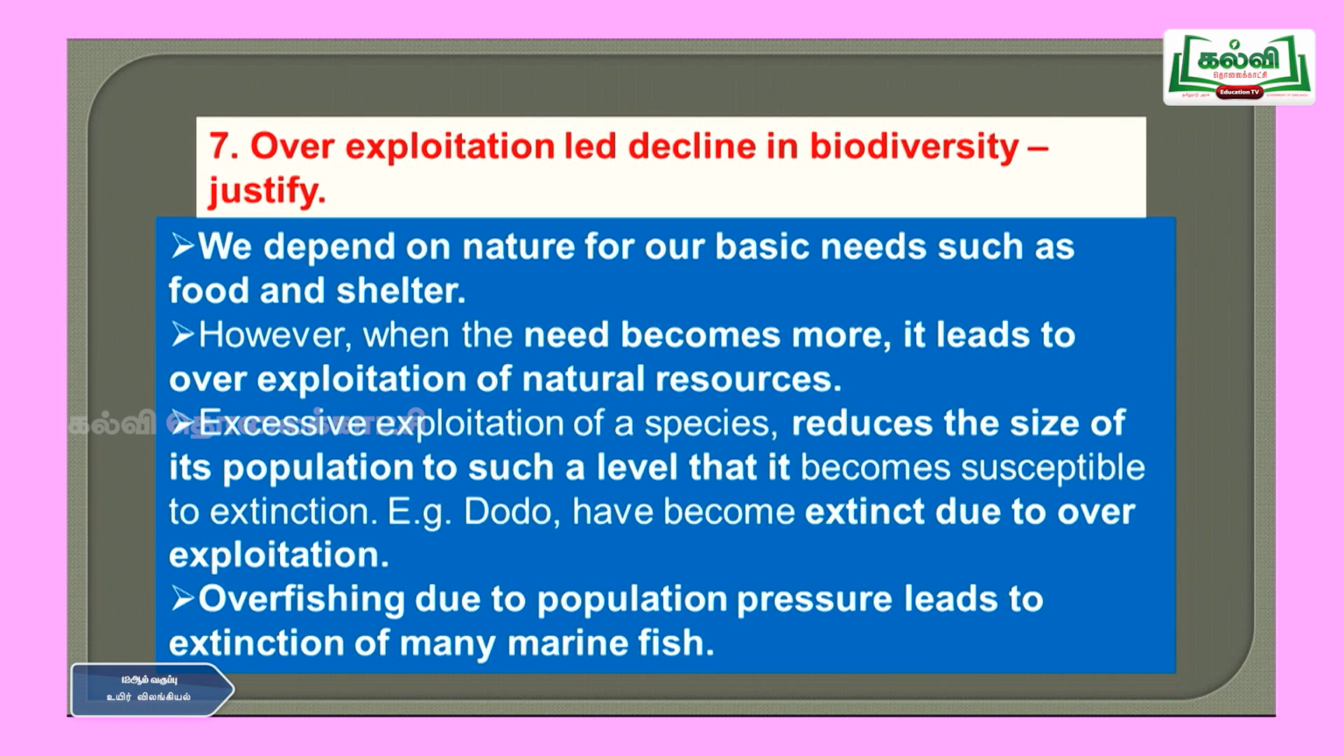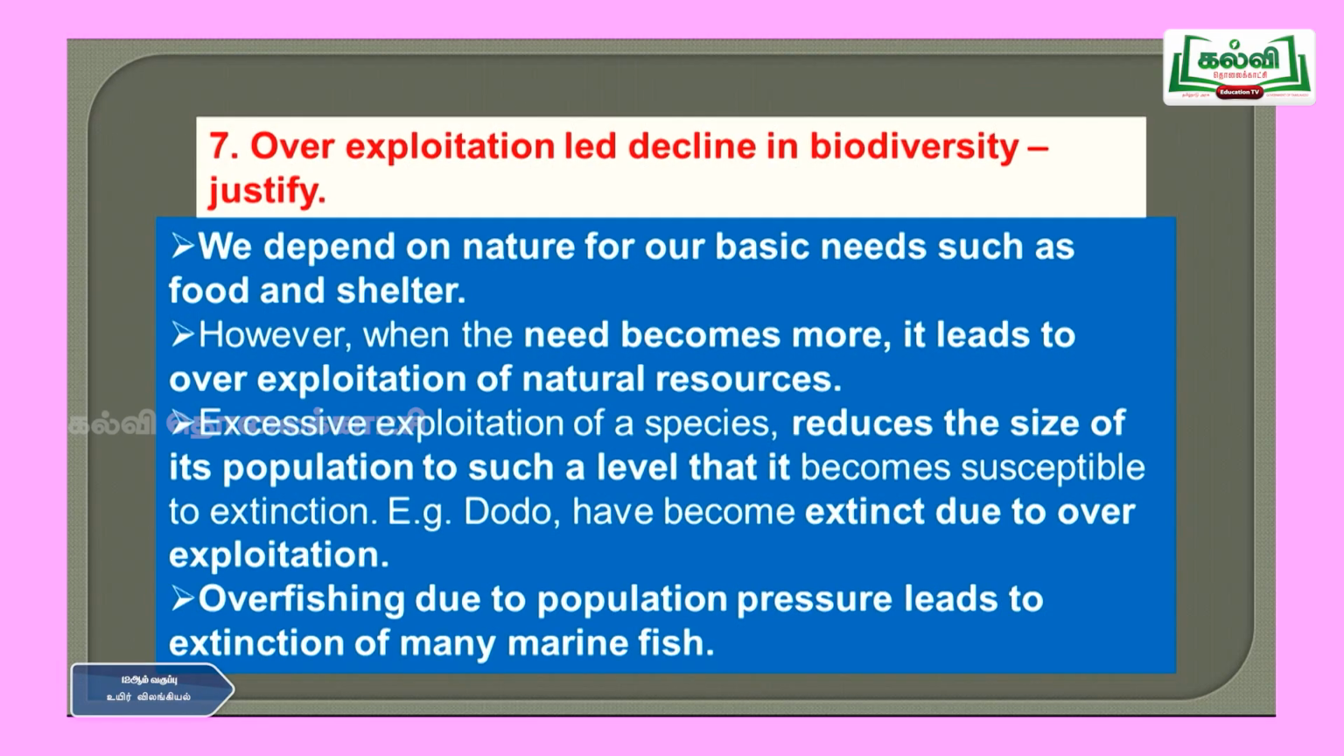The next question, seventh one: overexploitation led to decline in biodiversity, justified. We depend on nature for our basic needs such as food and shelter. However, when our need becomes more, it leads to overexploitation of natural resources. Excessive exploitation of a species reduces the size of its population to such a level that it becomes susceptible to extinction. We are using the animals in such a way that we are not leaving even the last organism. Just out of greed, we are killing all the animals.